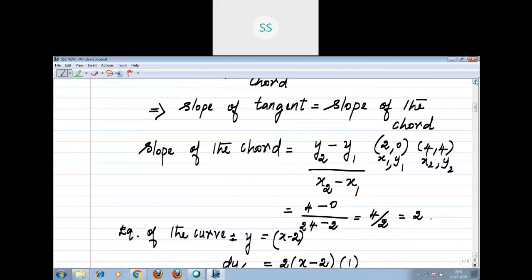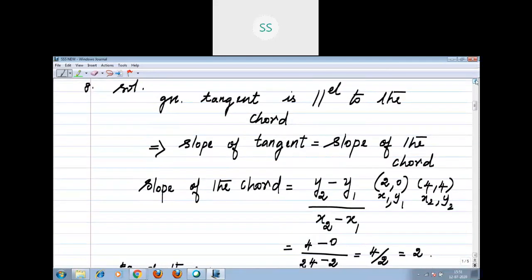First what I did: in the question it is given that the tangent is parallel to the chord. So I wrote slope of the tangent is equal to slope of the chord. Using the given points, I found slope of the chord, using the formula y2 minus y1 divided by x2 minus x1. Then I arrived at the result as 2.